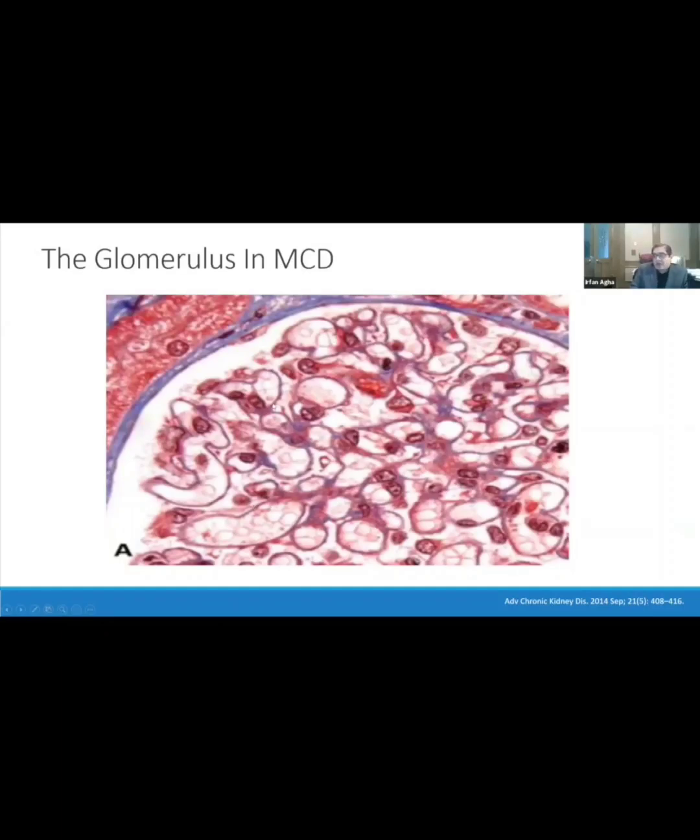So this is Masson's trichrome. You have these delicate capillary loops. They're all open. The mesangium is not expanded. There's no mesangial hypercellularity. You see 1 or 2 cells per loop here.